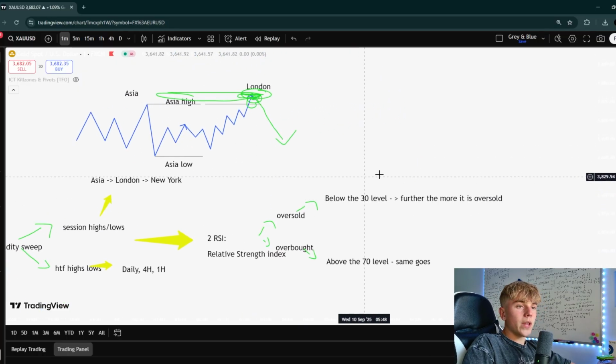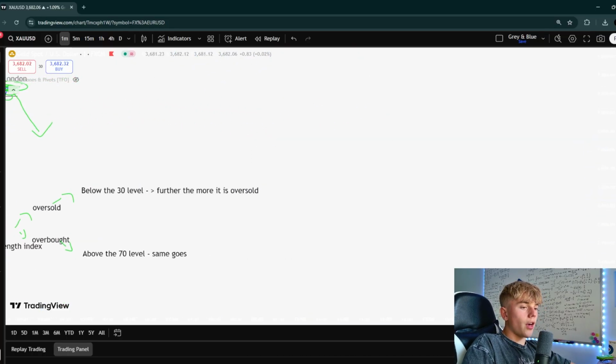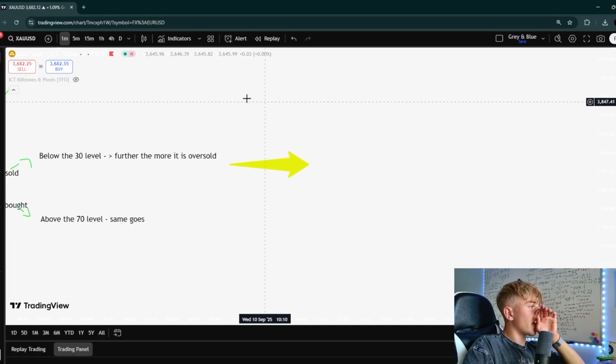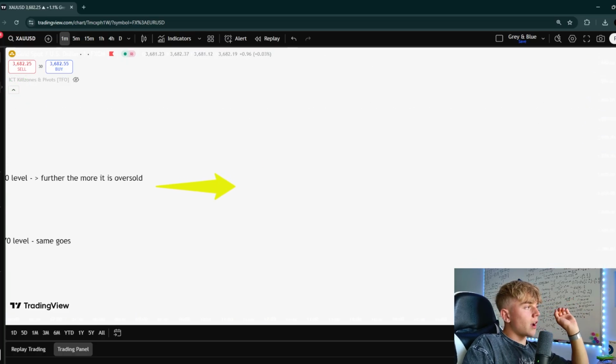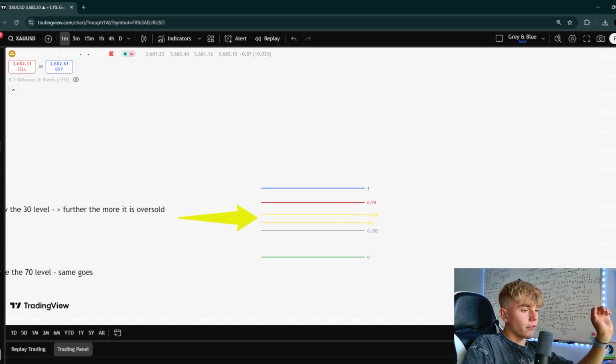So we will then move over to our third confluence, which is actually showing us that price is going to reverse. Now, what I like to use for this is called the Fibonacci reversal tool.